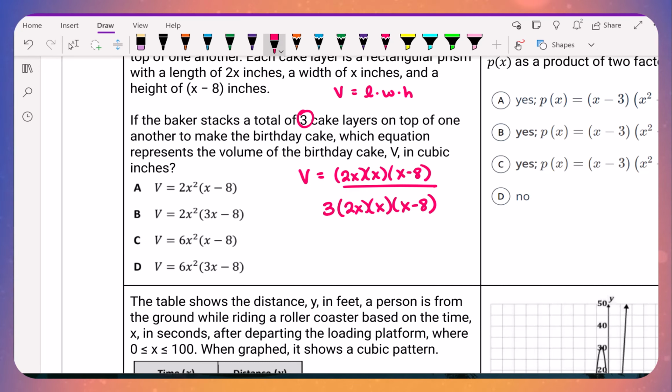I'm going to try something. So it looks like the first few have been multiplied together, so I'm going to do that. 3 times 2 is 6. x times x is x squared. And does that match anything? It does. Okay, so if your question is multiple choice, just look at the answers and see if you can manipulate it to match the answers.